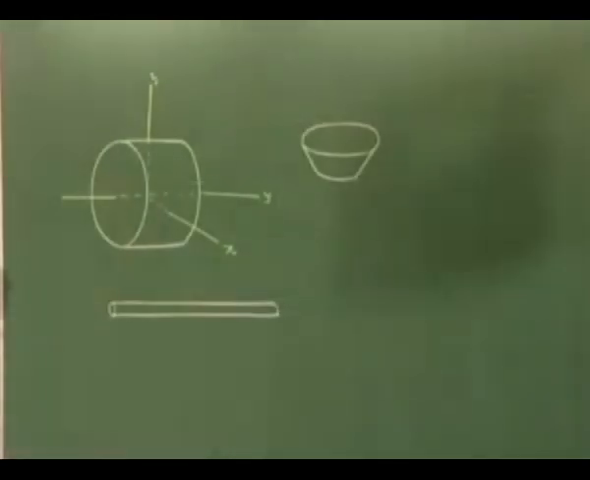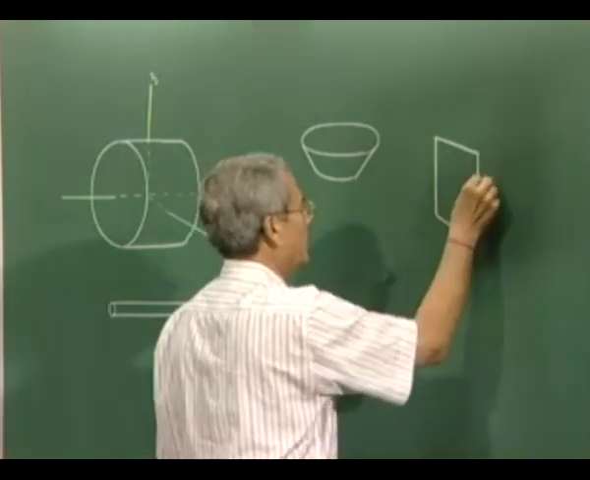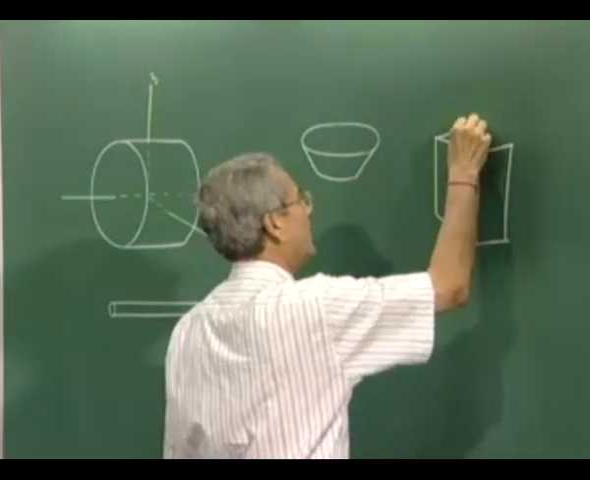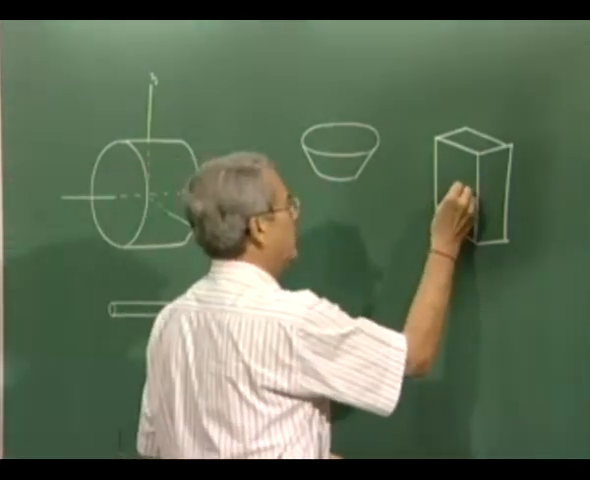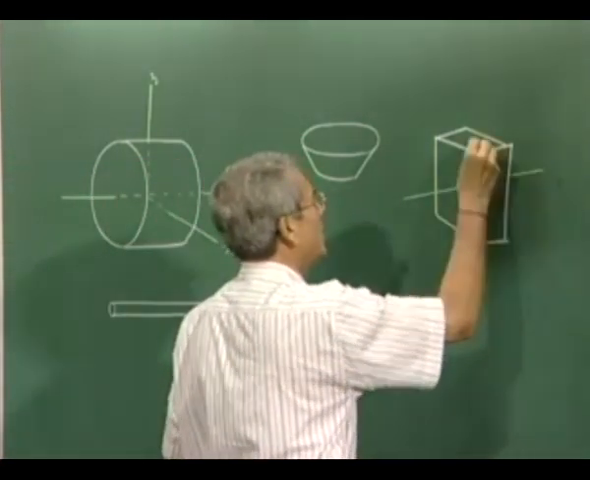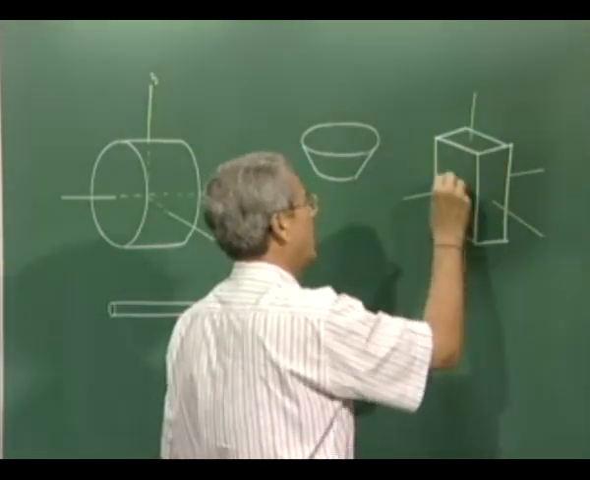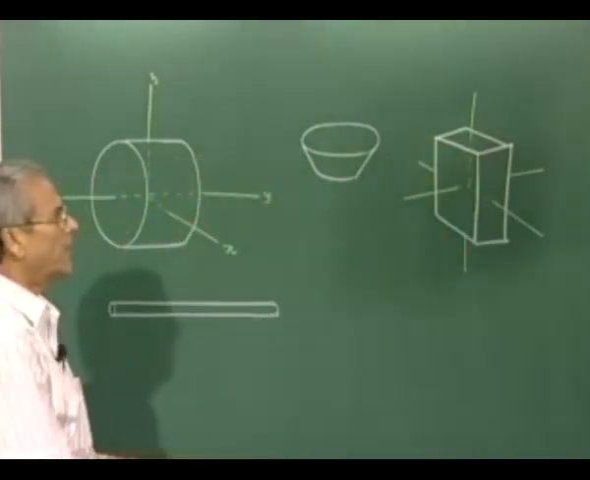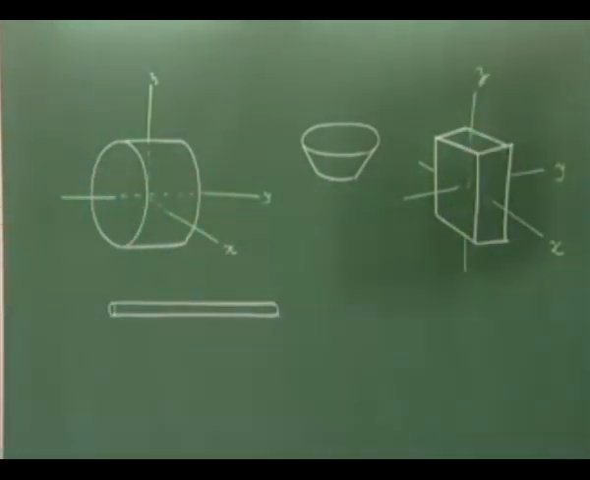Similarly, if the body is not an axisymmetric body like this, but say a rectangular object like this, with no circular or rotational symmetry, then the principal axes will obviously be this: this is one axis of symmetry, this is another axis of symmetry, and this is the third axis of symmetry. They all meet at the center of the body. So here again we can use x, y, z as principal axes.